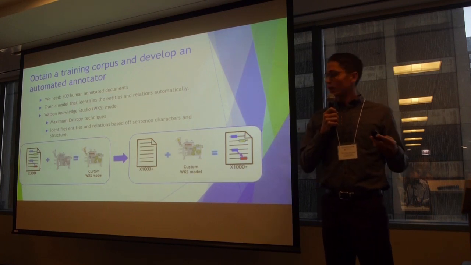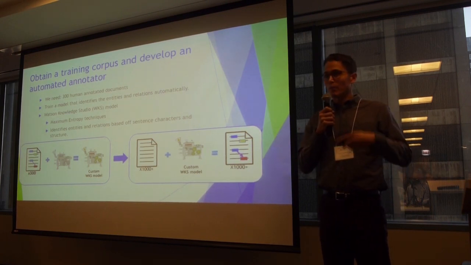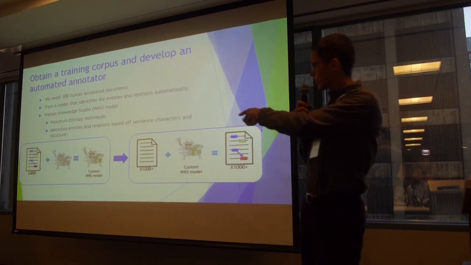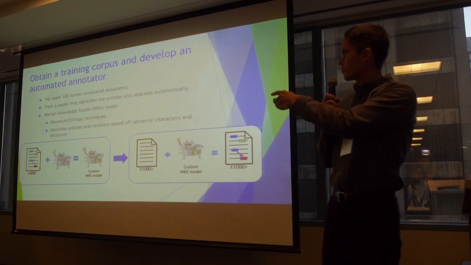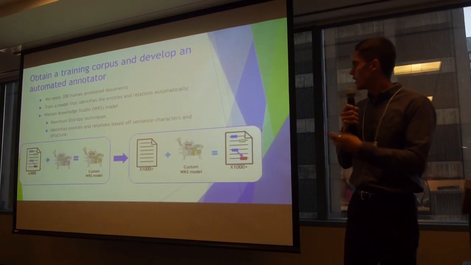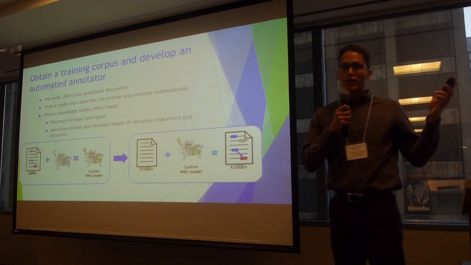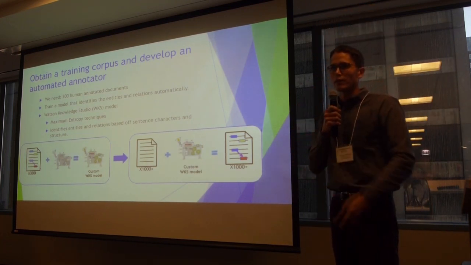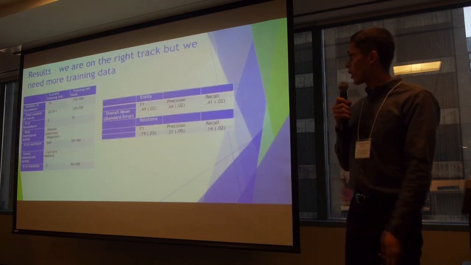Once we get those annotated documents, we can learn a model that learns based off of these human annotations how to do this automatically. So in this quick graphic, if we have 300, we can learn the model based off of the 300 how to identify these entities and relations automatically. And then once we have that model, we can feed in a corpus of academic literature, and it'll do all of the annotation automatically for us. So that's the goal.